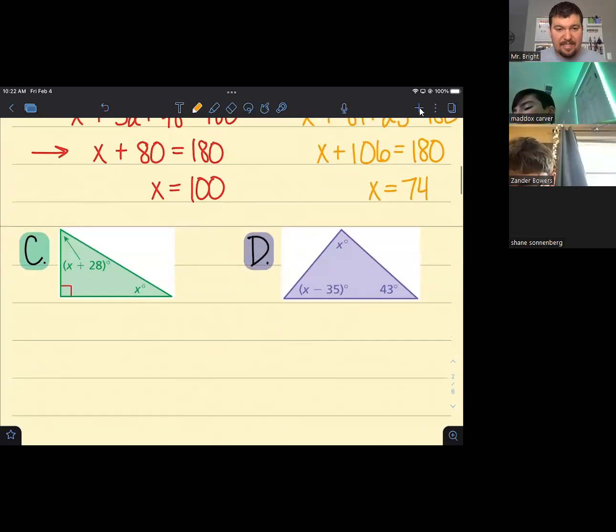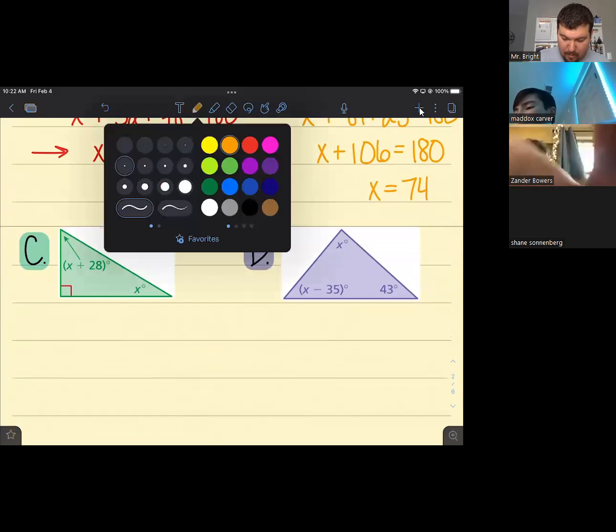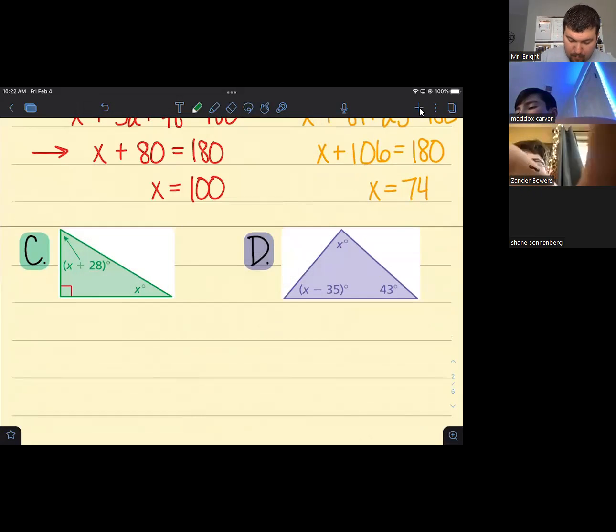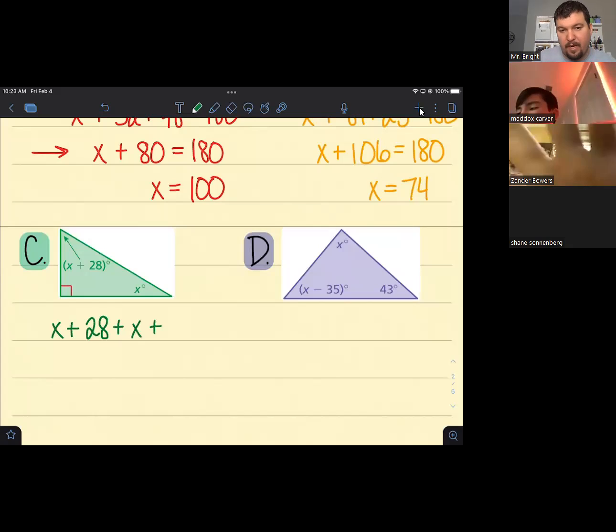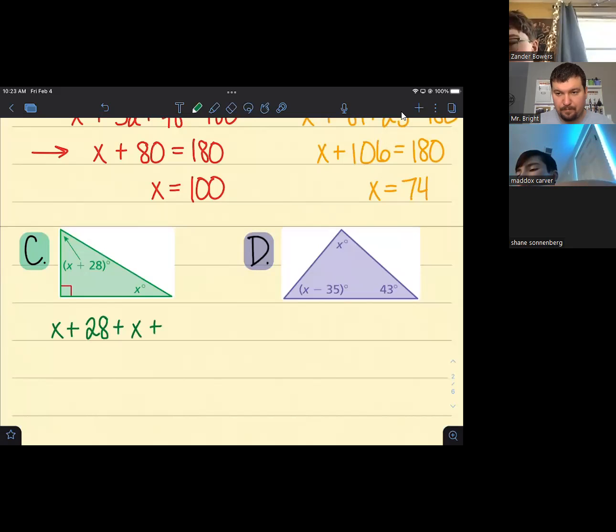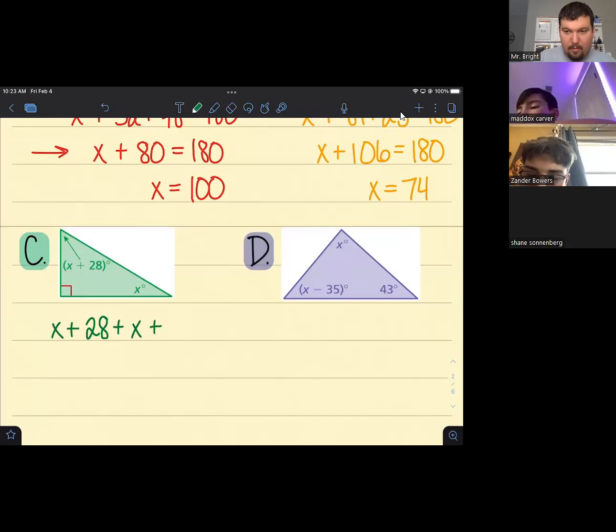Okay, now let's get slightly more complicated, not much more complicated, in this next example. We've got x plus 28 plus the other x angle plus, and then what's our third angle? What angle have I left off so far? The right angle. What's a right angle measure? 90 degrees. Perfect, okay, so if I started from scratch, that's what my equation would look like.